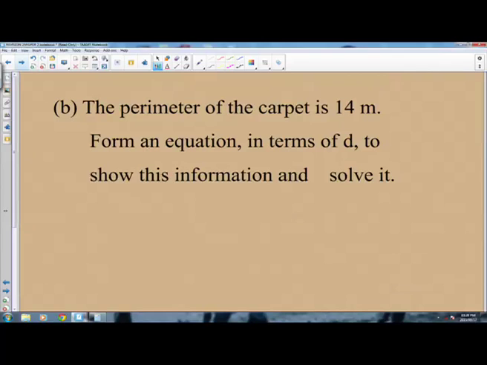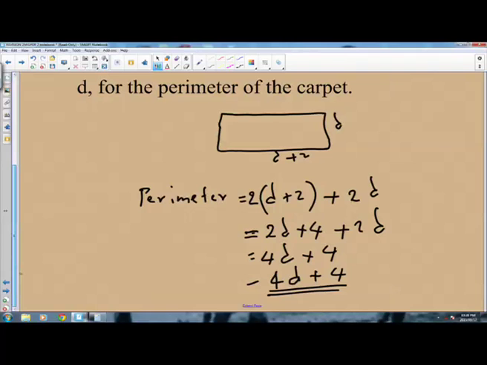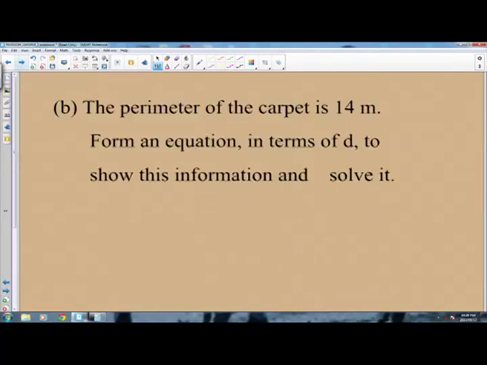And then still in this question, we are to answer part B of the same question. It says the perimeter of the carpet is 14 meters. Form an equation in terms of d to show this information and solve it. So we are to form an equation and then solve it. We have the expression for the perimeter as 4d plus 4. So this simply means 4d plus 4 is equal to the perimeter, and we are told that the perimeter is 14. So 4d plus 4 is equal to 14.